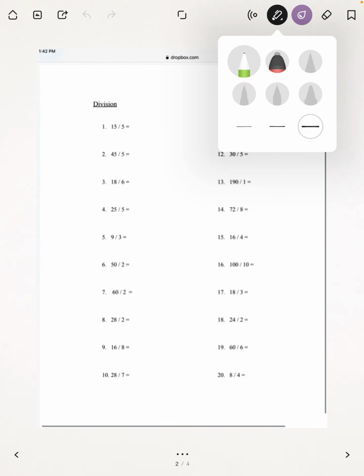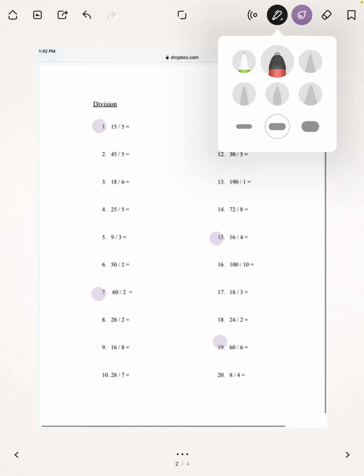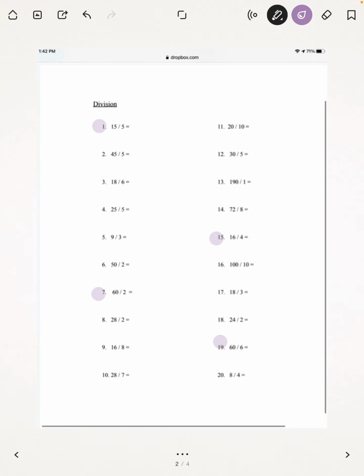Division. Okay, 15 divided by 5. The way you want to set it up is to put the second number like this, then 15. You want to see if 5 can go into 1. 5 does not go into 1, so you move on to the second number. So 5 does go into 15. It goes into 15 3 times.